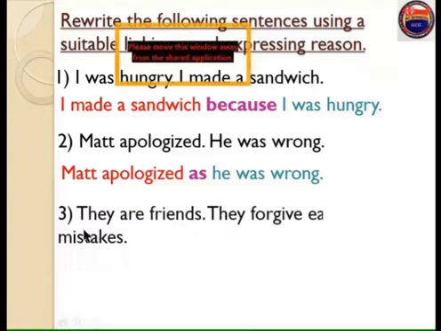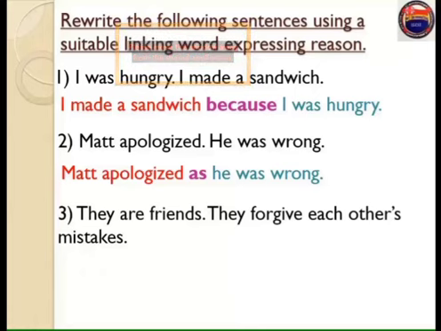Let's move to sentence 3. They are friends, they forgive each other's mistakes. How can we connect those two sentences? We can use for, yes. Yara, because, yes. Thank you. Yes, for. We cannot use due to here, Farida, because we have a clause. So we need one of the pink group. So for, yes, you're correct.